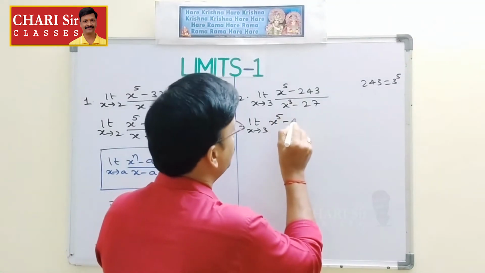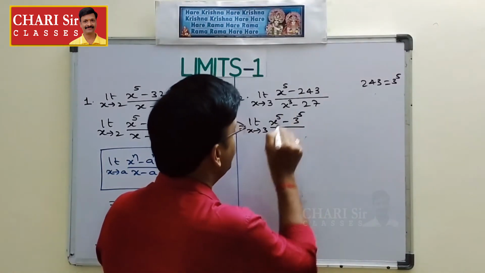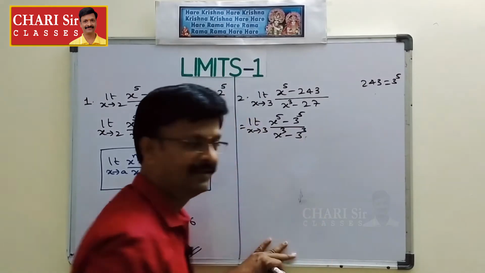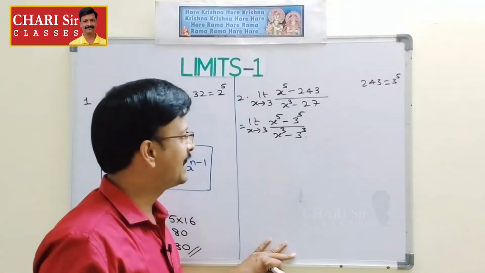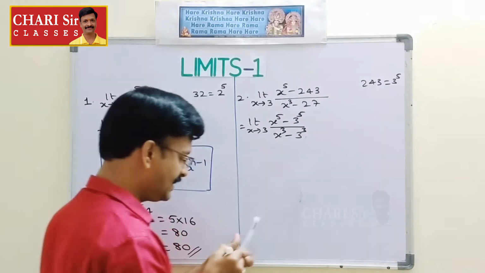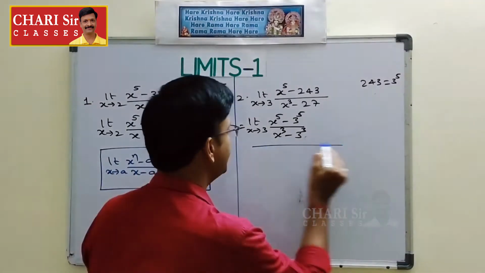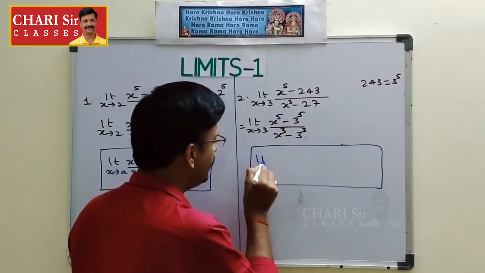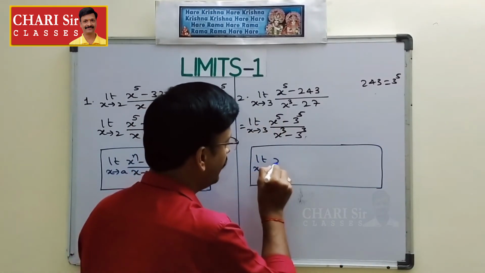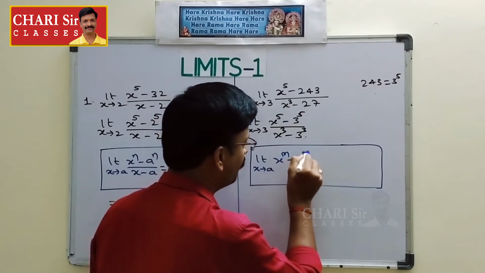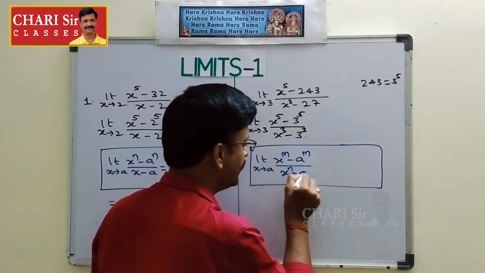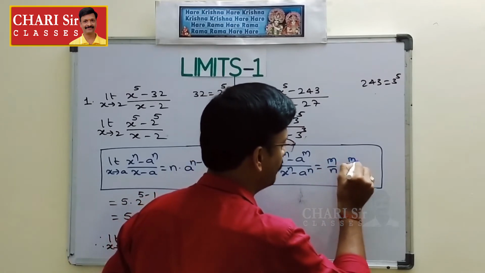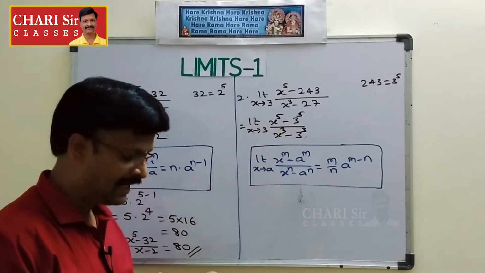Therefore, 243 can be written as 3 to the power of 5, by x to the power of 3 minus 27. 27 can be written as 3 cube: 3 into 3 into 3, 3 threes are 9, 9 threes are 27. Now, this is in the form of the standard limit. We can write it here. The standard limit is limit x tends to a, (x to the power of m minus a to the power of m) by (x to the power of n minus a to the power of n) equal to m by n, a to the power of m minus n. This is a standard limit we use.